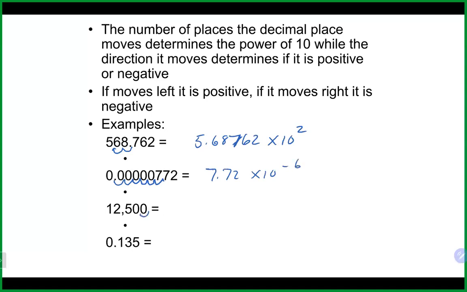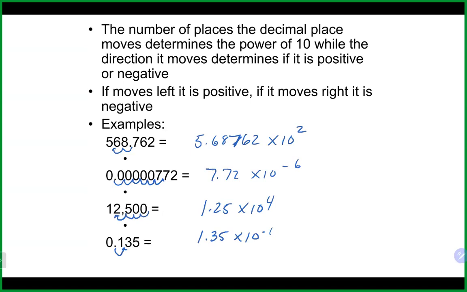Here we will go 1 place, 2 places, 3 places, and 4 places. That gives us 1.25 times 10 to the 4th. And lastly, here we would go just 1 place, and that'll give us 1.35 times 10 to the minus 1. Any questions on how to turn those into scientific notation?